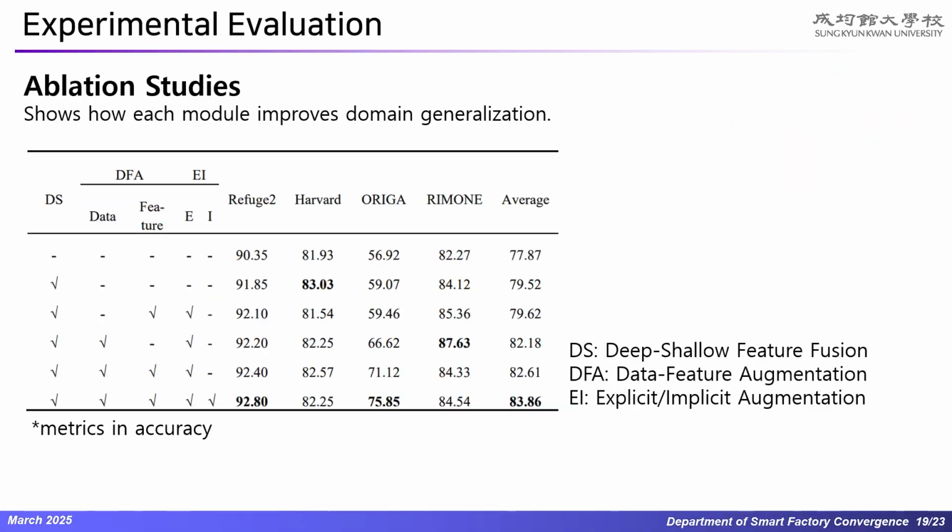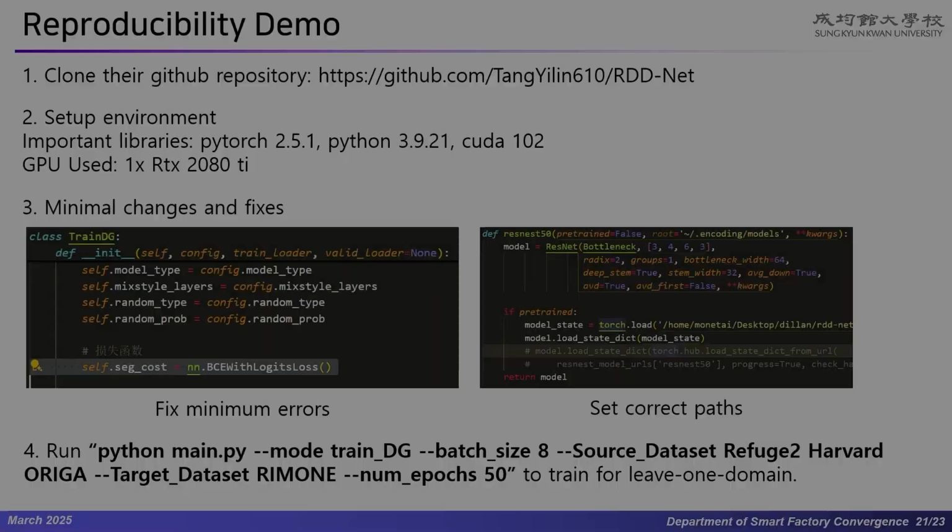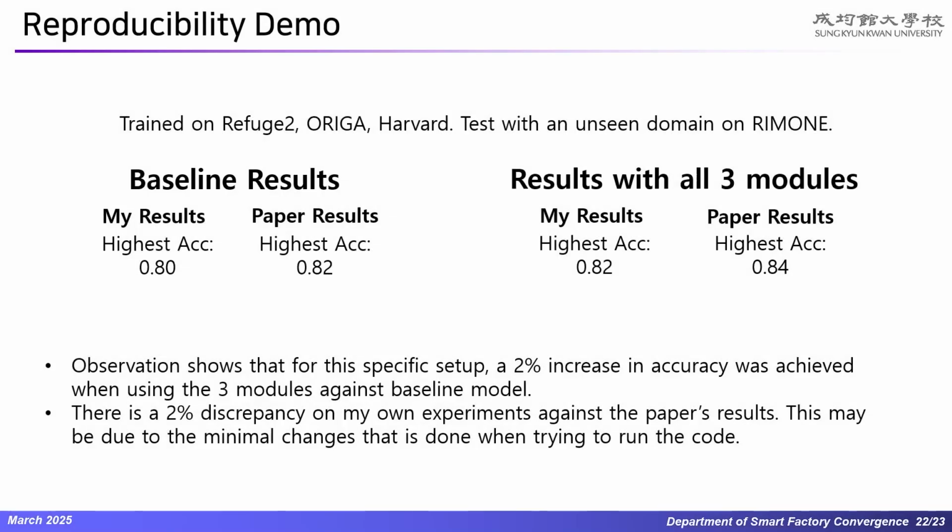And you can actually see from the ablation studies here that it's 82 here and 84 with all the modules. And this is baseline, this is with all the modules. So 2% increase. So the experiments show to be quite true, that the 3 modules do improve performance on domain generalization. However, there is a discrepancy of 2%. So 80 from my demo and 82 from theirs, and 82 with all 3 modules and 84. So there's always a discrepancy of 2% in accuracy.